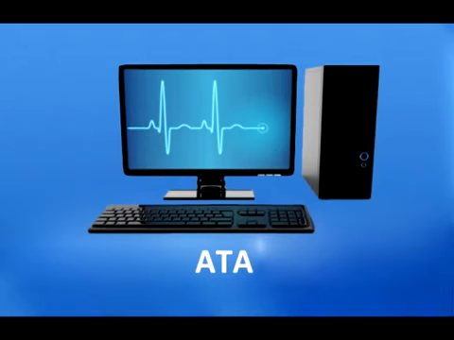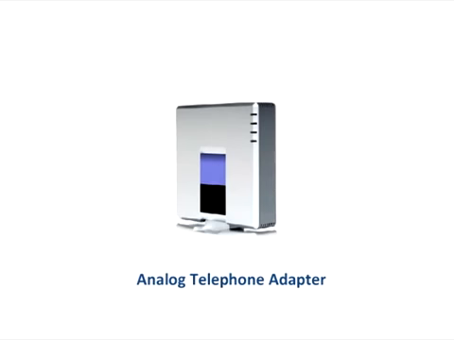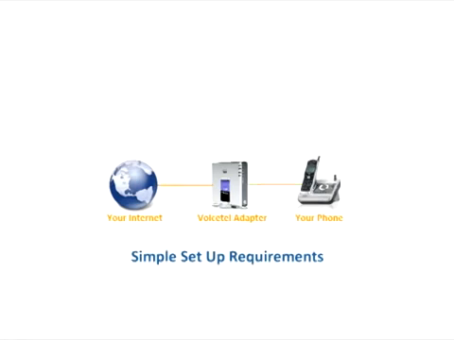ATA, which is the simplest and most common way, is through the use of a device called an analog telephone adapter. The ATA allows you to connect a standard phone to your computer or your internet connection for use with Voice over IP. The ATA is an analog to digital converter. It takes the analog signal from your traditional phone and converts it into digital data for transmission over the Internet.